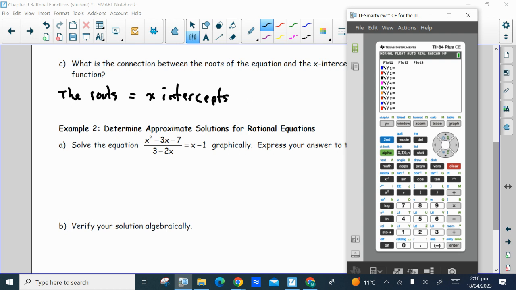On the previous one, we had one equation equal to 0, so we found the x-intercepts. This one, we have two different equations, one on the left, one on the right. So y1 will be the left side, and it's a rational expression, so I'm going to have to use brackets to keep numerator and denominator together.